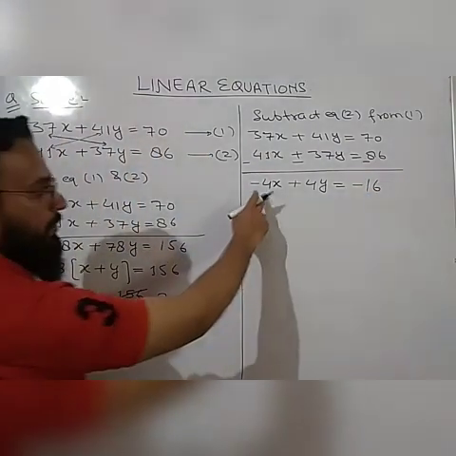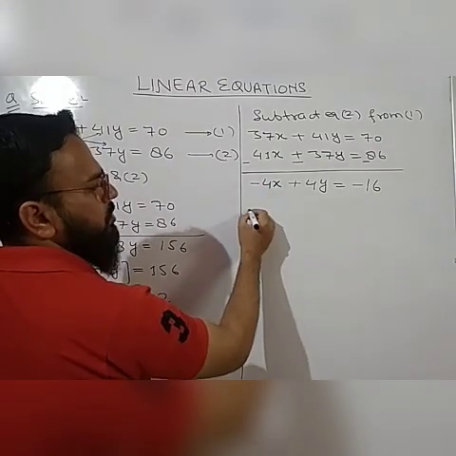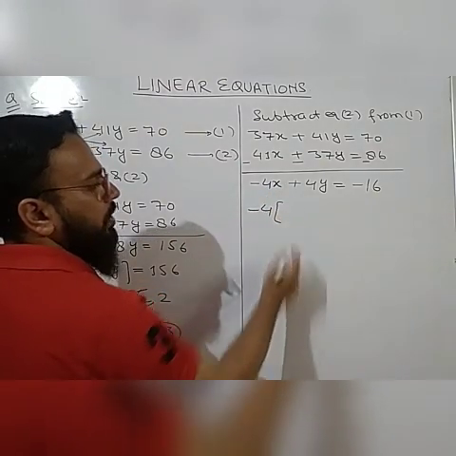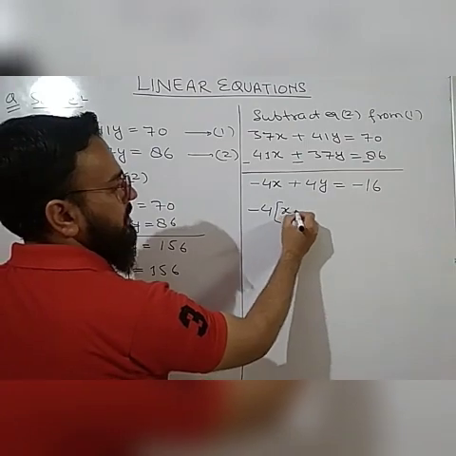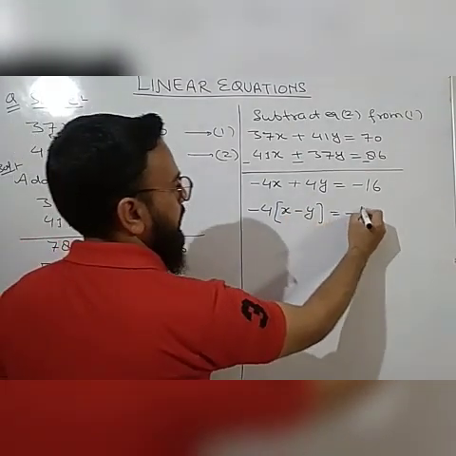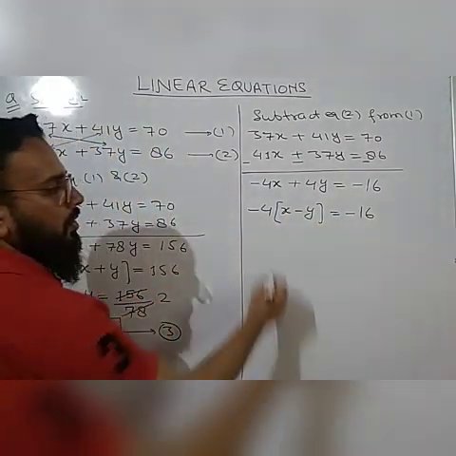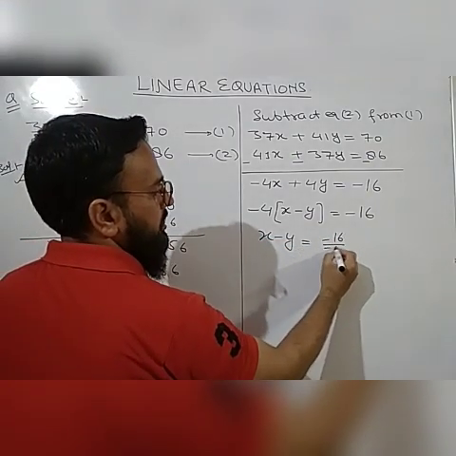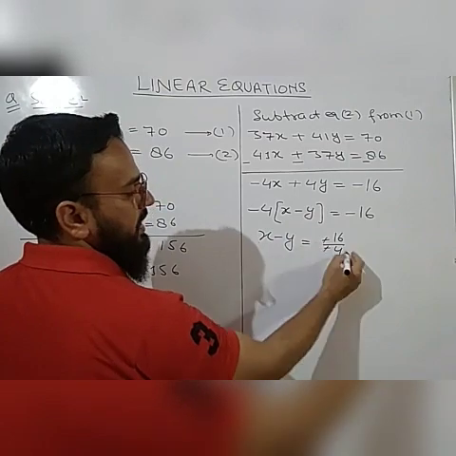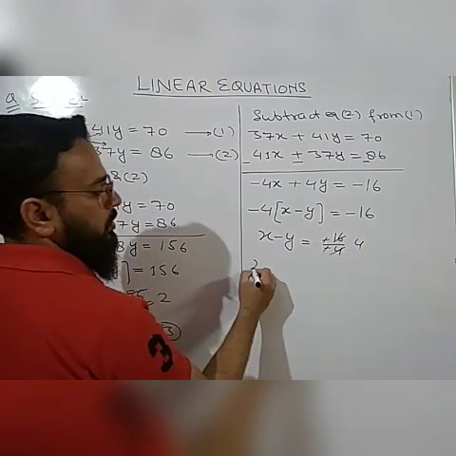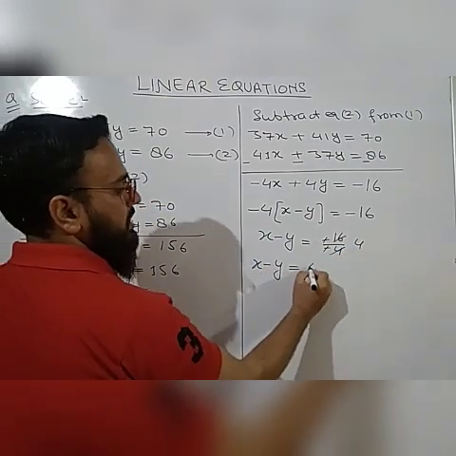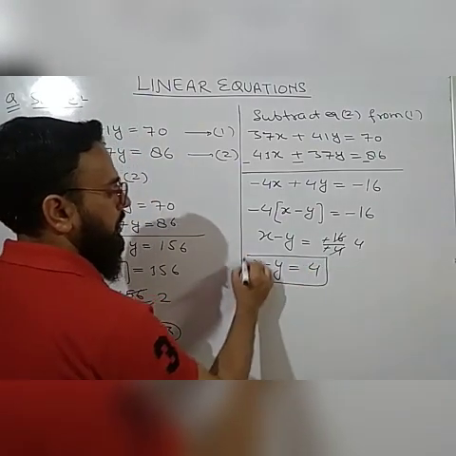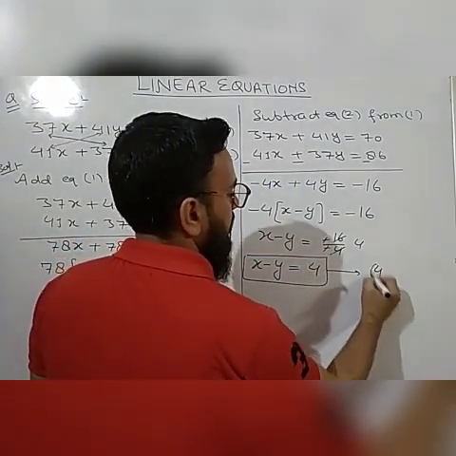Okay. Now we can take minus 4 common. If we take minus 4 common, then we will get x minus y is equal to minus 16, or we can write it as x minus y is equal to minus 16 upon minus 4. This minus will cancel out and it will be 4. So the equation will be x minus y is equal to 4. We can take it as equation number 4.